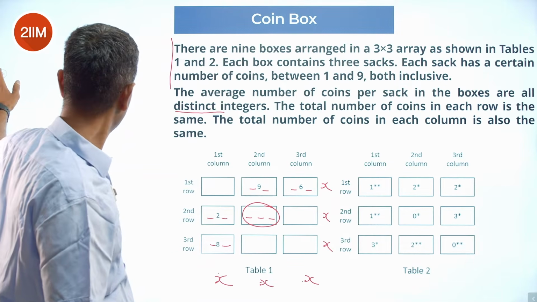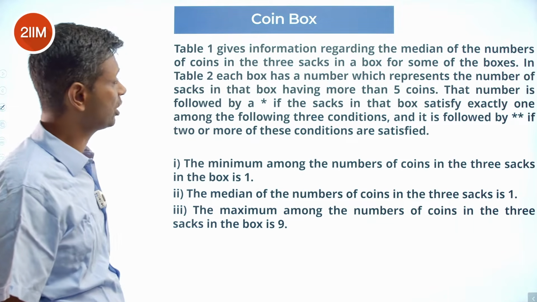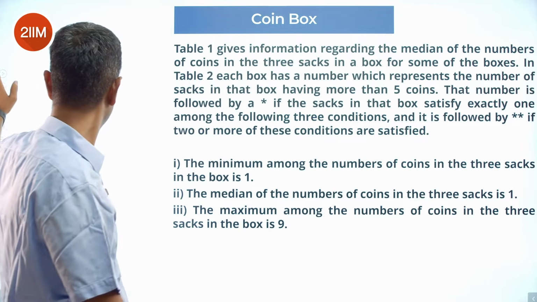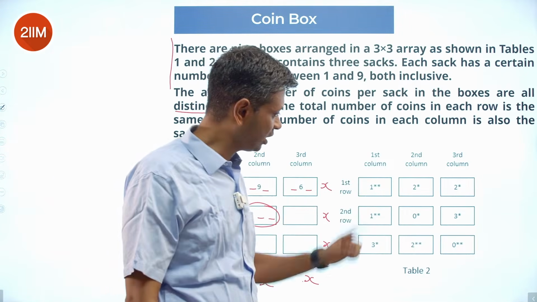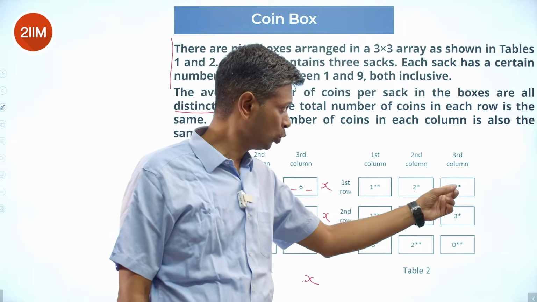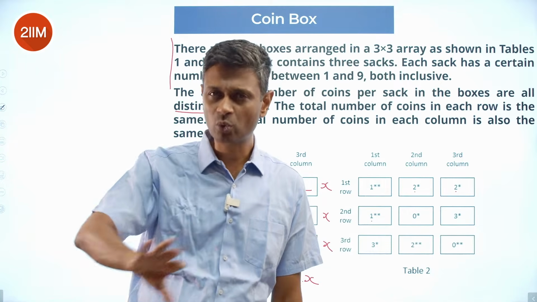Lovely. The second one, table 2, each box has a number which represents the number of sacks in that box having more than 5 coins. So there is 1 sack here that has more than 5 coins, 2 here that have more than 5 coins, 2 here that have more than 5 coins, 1 here that has more than 5 coins, and so on.